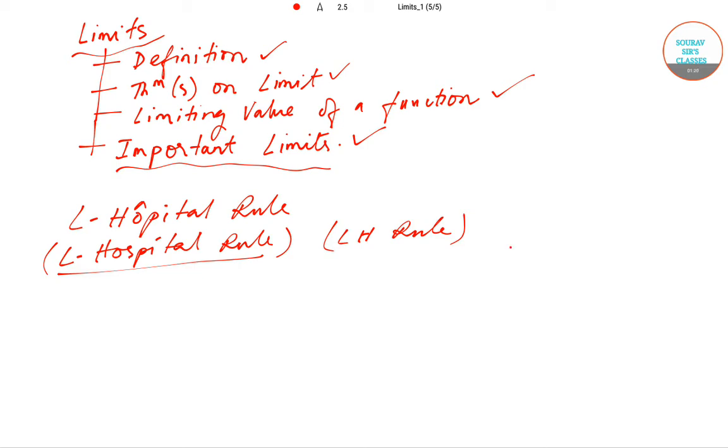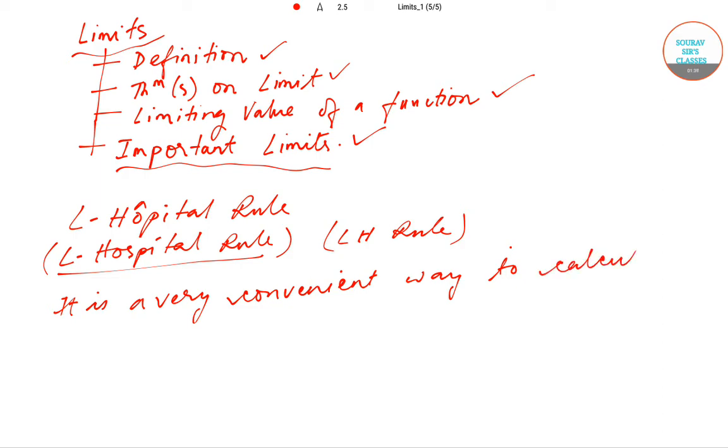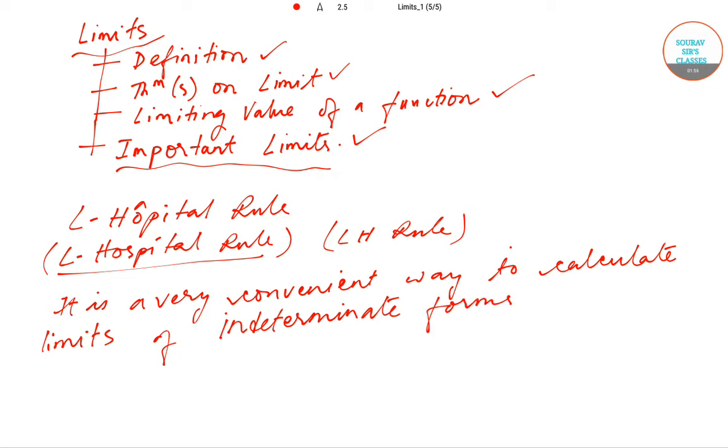Why is this rule very important? This rule is very important because it is a very convenient way to calculate the limits of indeterminate forms. Now, what are the indeterminate forms? Let me give you some examples of indeterminate forms.